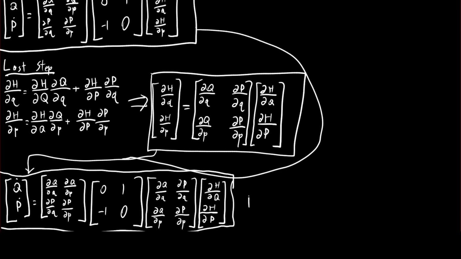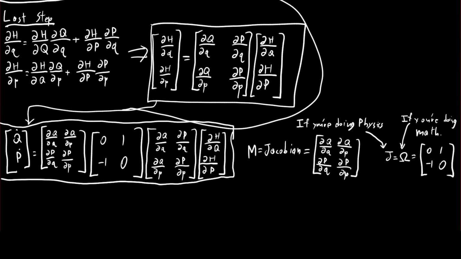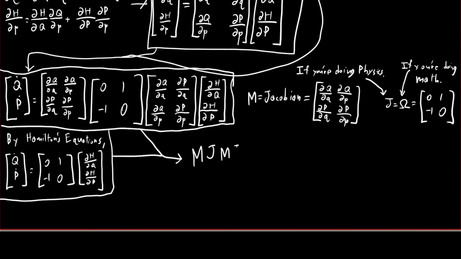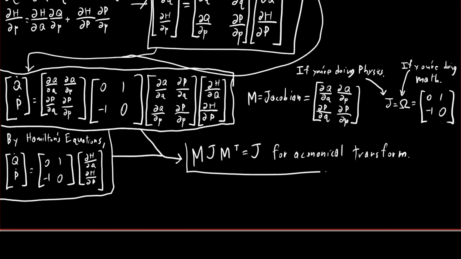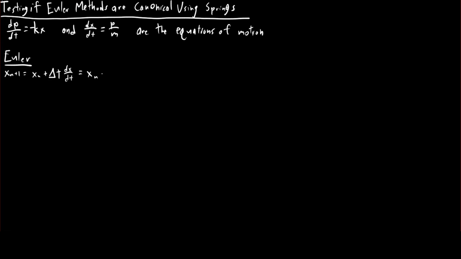This matrix shows up so often that it has a name, the Jacobian. The matrix we found in the first step is just the transpose of the Jacobian. For this result to satisfy Hamilton's equations, we need this matrix product to equal this matrix. This matrix doesn't really have a name, but it's usually denoted with a J if you're doing physics and an omega if you're doing math. So this should be it. This is how you check if a transformation is canonical. To test it out, we can find the Jacobian for each of our three algorithms, plug it into this equation, and see the results.